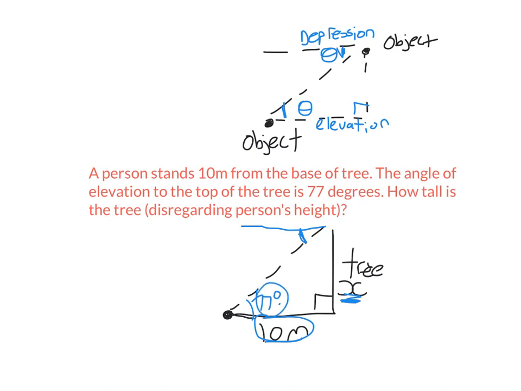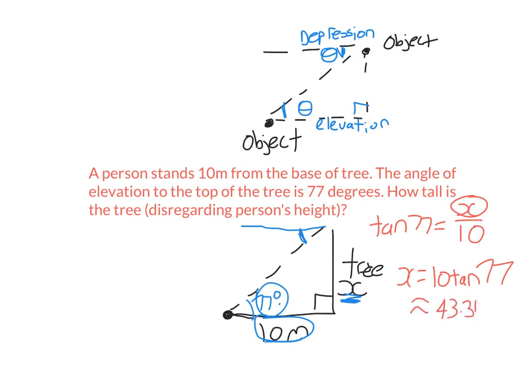We have the opposite, which is the side we're trying to find, and the adjacent, so we use tan. So tan 77 equals opposite over adjacent. If the thing you want to find is on top, then you multiply. So x is just going to be 10 times tan 77. And the answer you get there is about 43.31 meters, again to 2 decimal places.